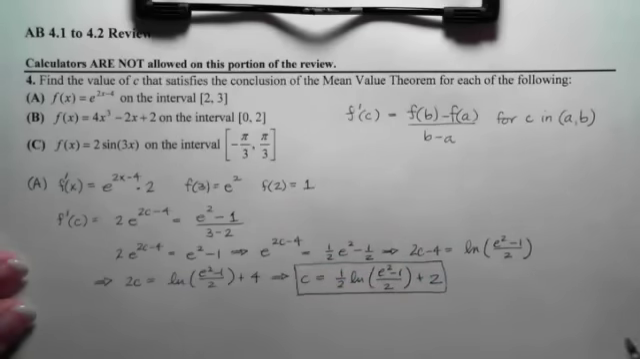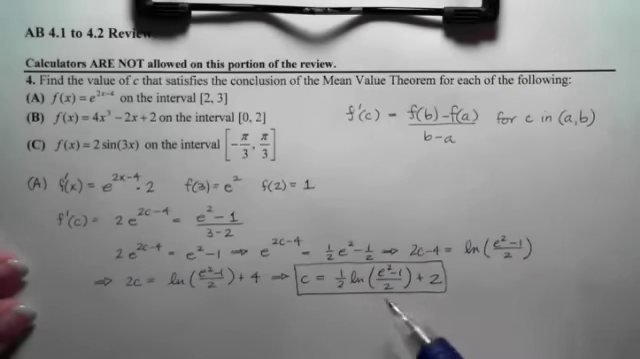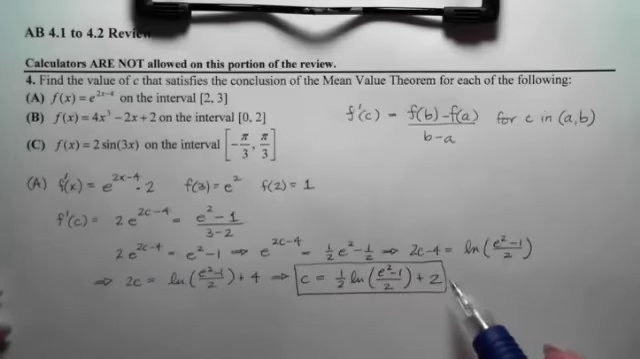Since I only found one, I can assume that the one I found is in that open interval. So you could, if you wanted, figure out what that is and confirm that it's between 2 and 3, but since there's only one and the MVT requires that we'll have at least one, we can probably stop there.